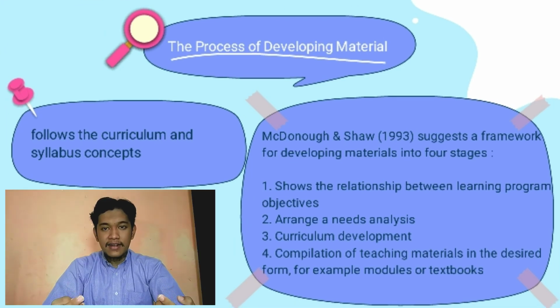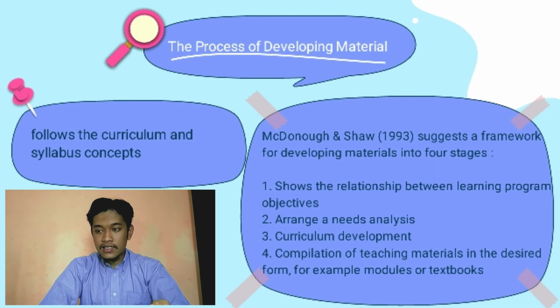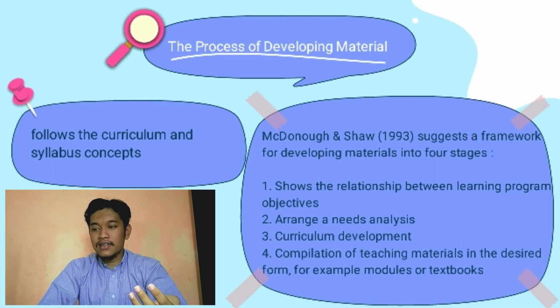The first material is about the process of developing material. The process of developing material follows the curriculum and syllabus concept. McDonough and Shaw suggest a framework for developing material in 4 stages. The first stage is to show the relationship between learning program objectives, the second is to arrange a needs analysis, the third is curriculum development, and the fourth is compilation of teaching material in the desired form, for example modules and textbooks.